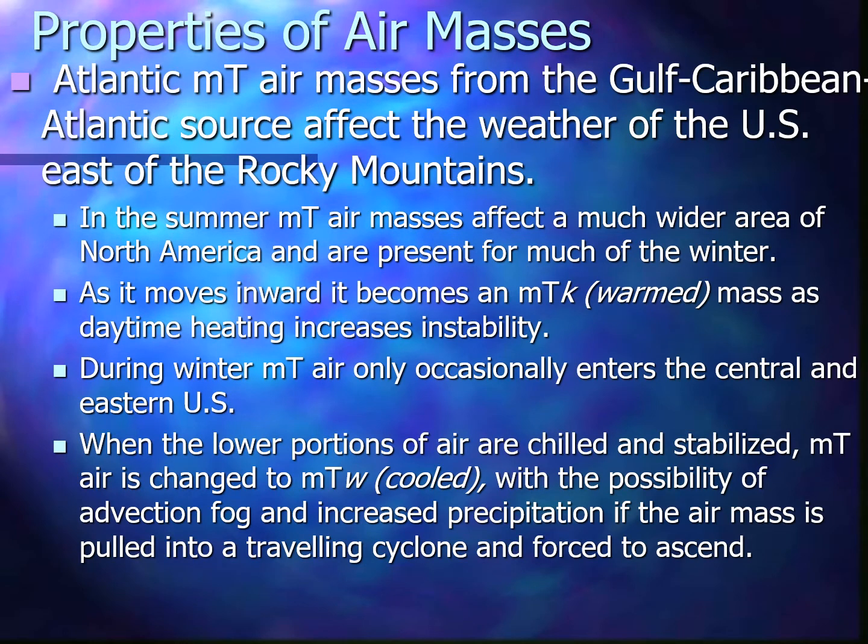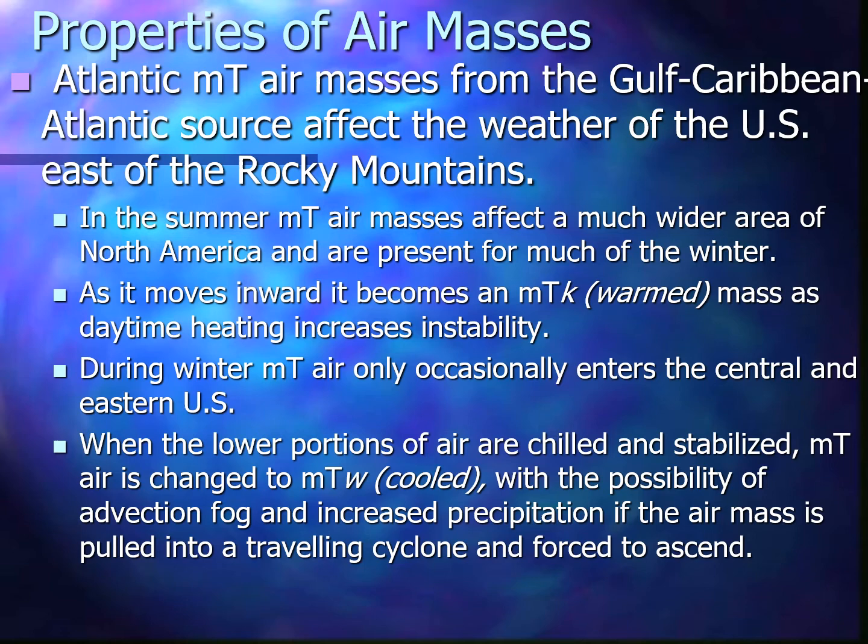So these maritime tropical air masses that form, say, from the Atlantic or the Gulf or Caribbean Sea, are basically affecting the weather east of the Rocky Mountains. This is why I keep saying the eastern 2/3 of the United States are affected pretty often by these maritime tropical air masses, particularly in the warmer months. Okay, so in the summer, these maritime tropical air masses are going to affect a much wider area of North America, meaning that they'll move further north into the more northern states. And they still move into the United States in the winter. They're not able to move quite as far north in the winter time.